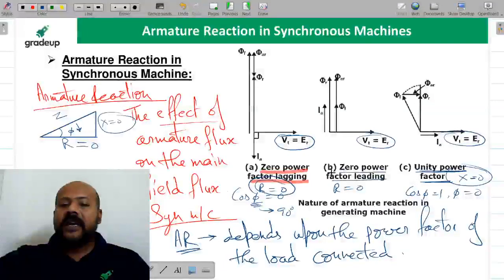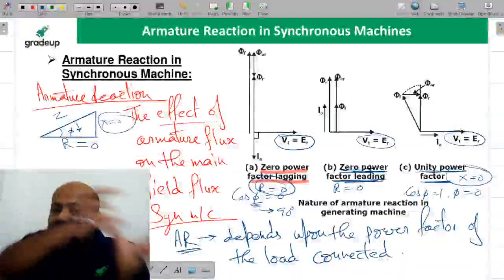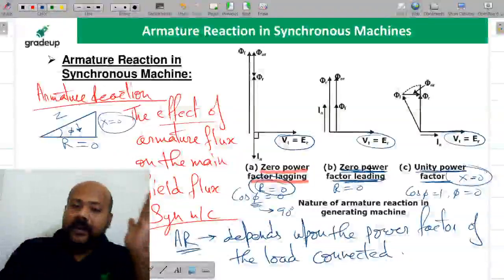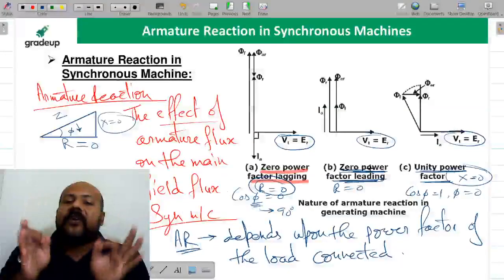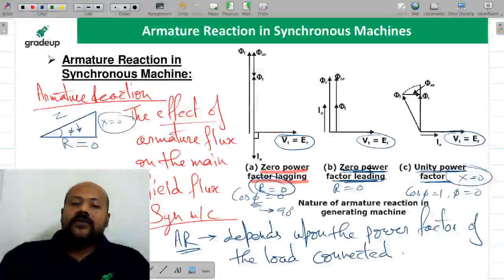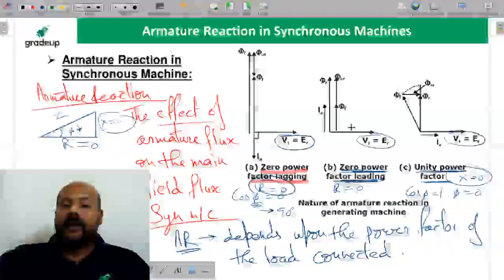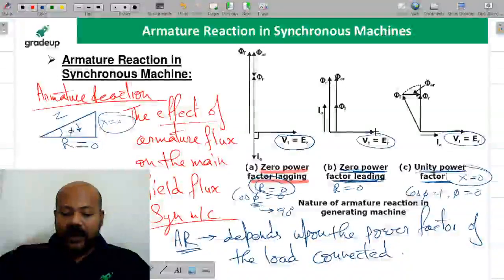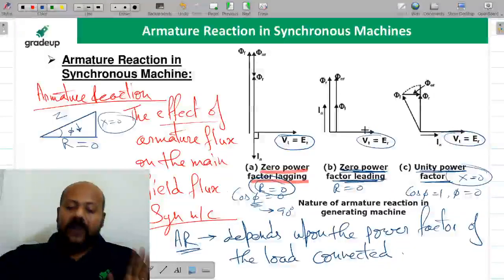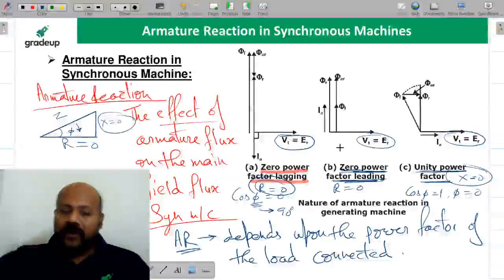First point. Second point, figure number B. When we are saying zero power factor leading condition, it means the armature current drawn from the generator is going to lead the synchronous alternator excitation EMF or the terminal voltage by 90 degree. So you can see the corresponding phasor diagram also. In this diagram, the armature current is going to lead by 90 degree the excitation EMF or the terminal voltage. Is it clear to all of you? Are you comfortable with this? Please tell me yes or no in the comment section. These two cases, are you comfortable or not?